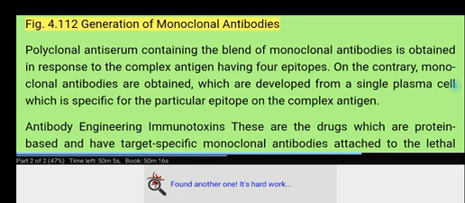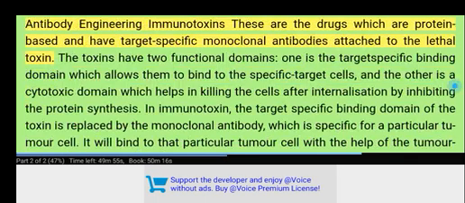Figure 4.112 Generation of monoclonal antibodies. Polyclonal antiserum containing the blend of monoclonal antibodies is obtained in response to the complex antigen having 4 epitopes. On the contrary, monoclonal antibodies are obtained, which are developed from a single plasma cell, which is specific for the particular epitope on the complex antigen.